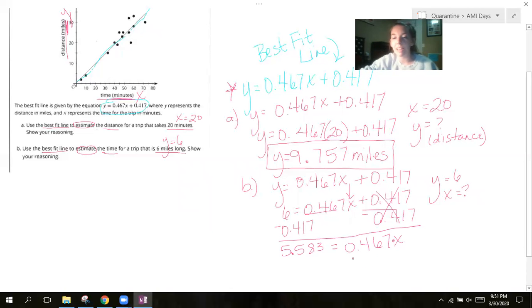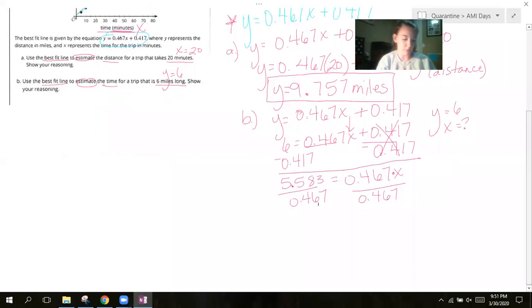So in order to get that x by itself, I need to divide. I'm going to do it to both sides. Okay, so I'm just going to take my calculator. I'm going to then divide it. And my x equals 11.95, which rounds to 12 minutes. And there you go. That's how much time it would take.